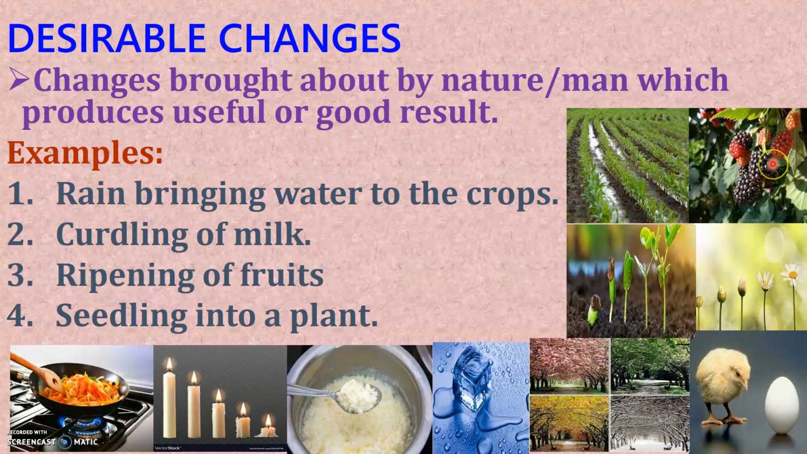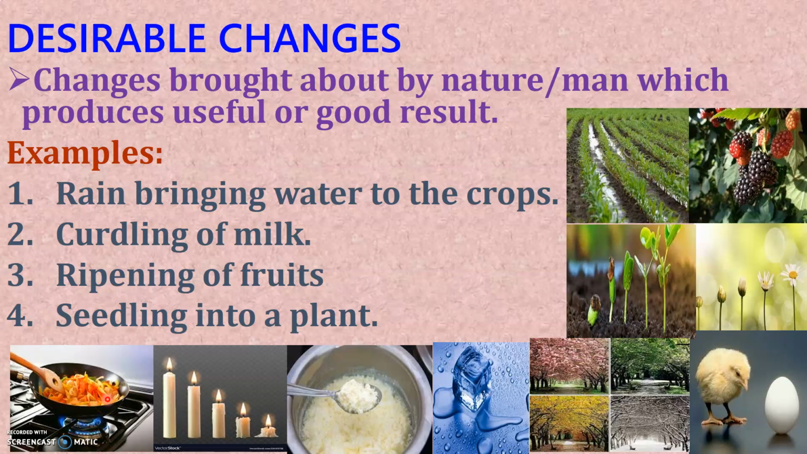Likewise, ripening of fruits, growth of a plant from its seed, flowering of plants, hatching of an egg to form a chick, change of seasons. These are all changes that are brought about by nature, which produce a useful or a good result.